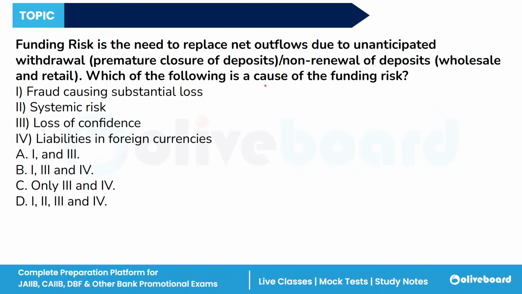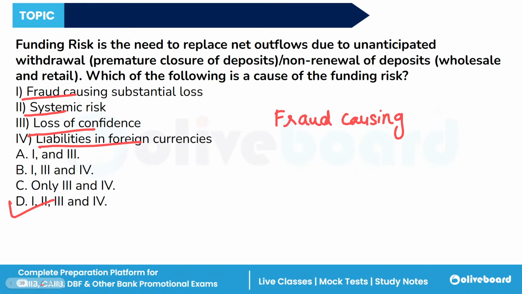See, funding risk is basically the need to replace some net outflows due to unanticipated withdrawals. Basically, premature closure of deposits, which arises because of fraud causing substantial risk, systematic risk, loss of confidence, and also liabilities in foreign currencies. So we can say option D is correct here. First, second, third, fourth, all are the causes of the funding risk.